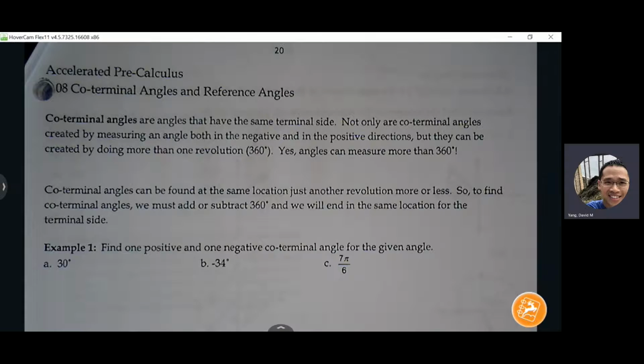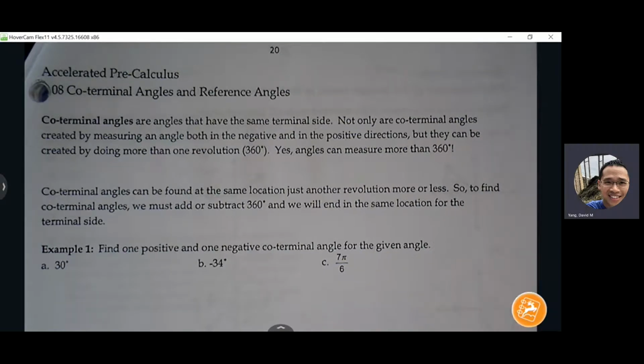Okay, so coterminal angles are angles that have the same terminal side, the same ending point. Not only are coterminal angles created by measuring an angle both in the negative and in the positive direction, but they can be created by doing so more than one revolution. Angles can have more than 360 degrees. If it means more than 360, that just means it's going around the circle more than once.